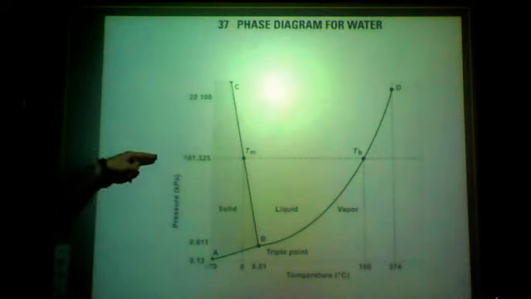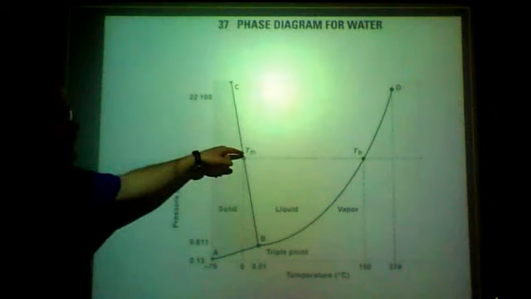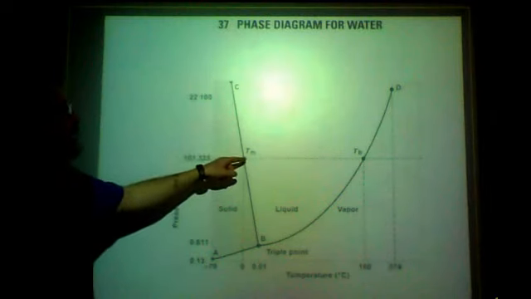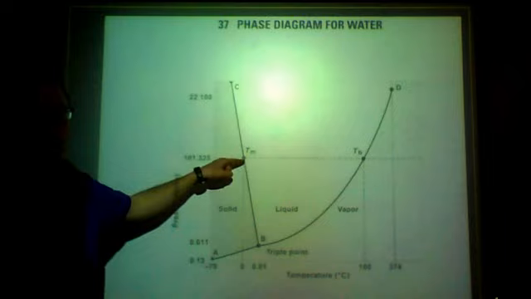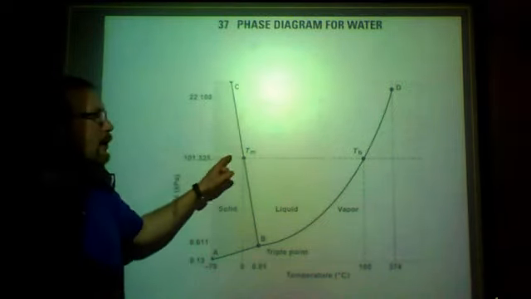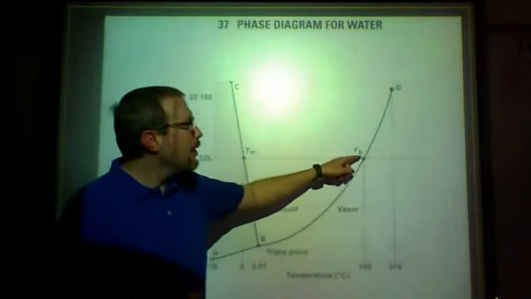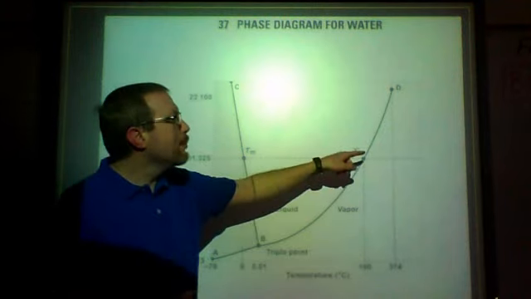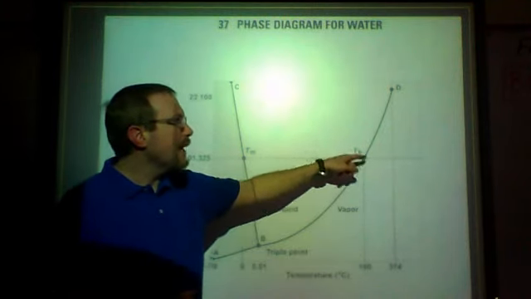And you see, as the temperature increases, when you reach this point, 0 degrees Celsius, that's the melting point. That's where water, under normal pressure, will go from a solid to a liquid. If you keep increasing the temperature, you get to 100 degrees Celsius, that's the boiling point. That's where it will change from a liquid to a gas.